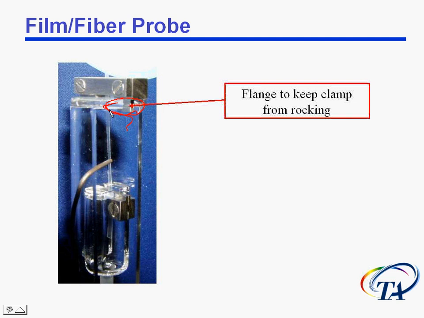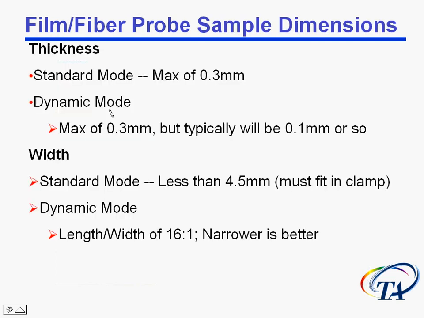Now for the film fiber probe, a couple of specifics. In standard mode, the thickness should be maximum of 0.3 millimeters. If you're running in dynamic mode, you still have the same physical maximum, but typically we recommend 0.1 millimeter or so, approximately 0.1 millimeter.